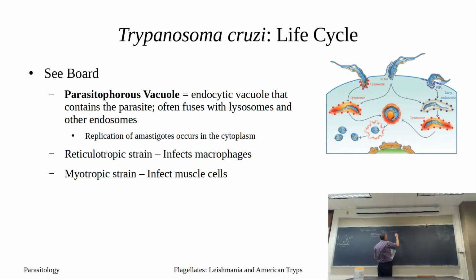So we have our trypomastigote. That's going to be in our blood form. All right, blood and tissue fluid. And the first thing that's going to happen when we get in there is that this trypomastigote is going to be "phagocytized," and I'm going to put phagocytized in quotation marks.